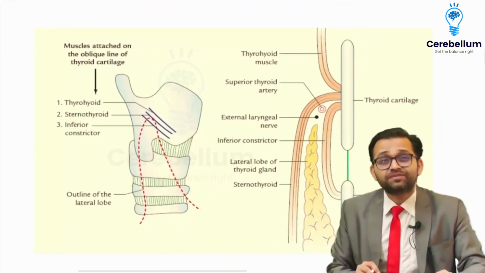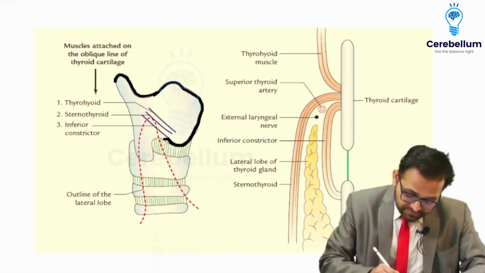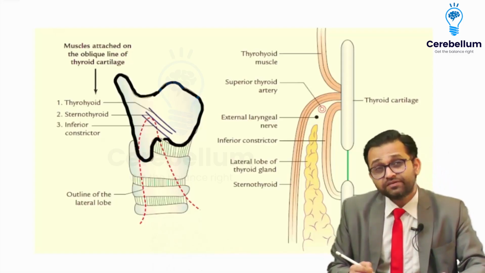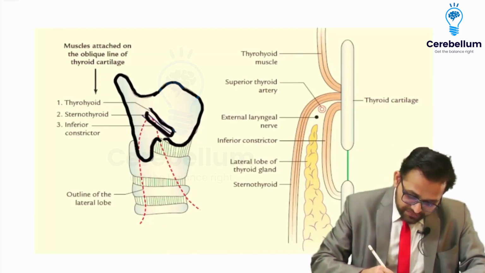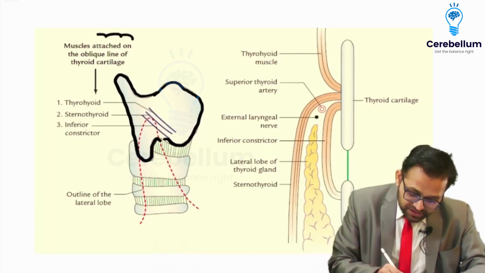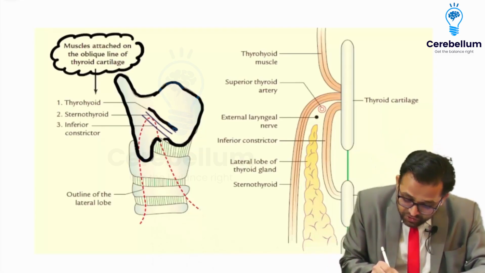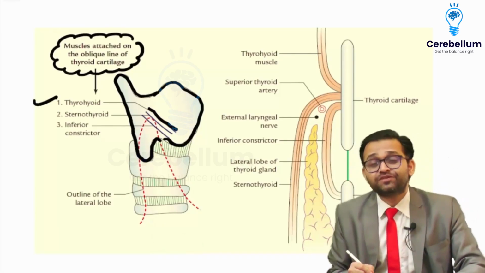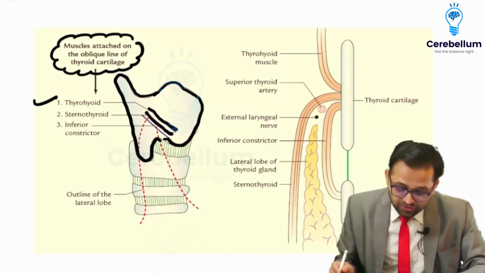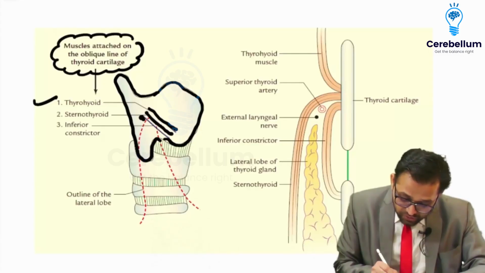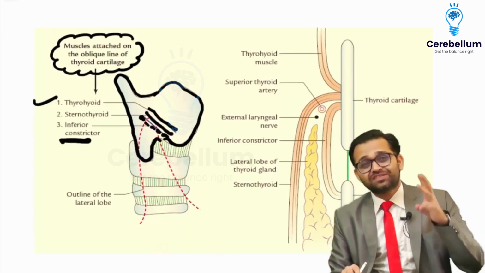Can you see this diagrammatic presentation? Sir, this is our thyroid cartilage. Fine. In this thyroid cartilage, can you observe there is the oblique plane where different structures are attached? Yes, sir. Muscles are attached on the oblique line of the thyroid cartilage. Can you see the attachment of the thyrohyoid muscle? Another muscle is from the sternum to the thyroid, so that is the sternothyroid muscle. And here is also the attachment of the inferior constrictor muscle of the pharynx. So these are the three structures which are attached.